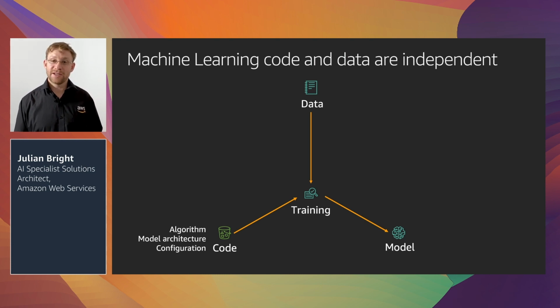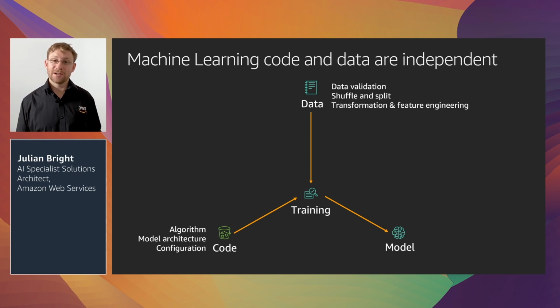So the code defines the algorithm, the architecture of that algorithm. For example, it may be a deep learning model with a certain number of layers, or potentially a gradient tree boosting model with a certain number of trees or depth of trees. The configuration for that model, including various parameters that we'll use to train the model.